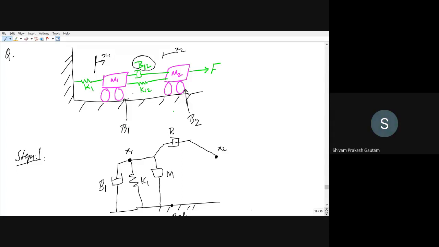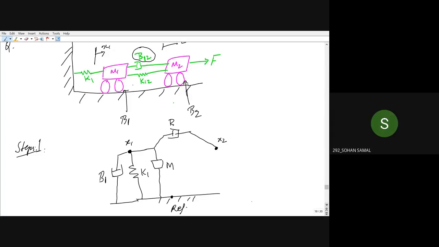Yes, sir. My doubt was about connecting the mass directly. So you are saying that we can connect directly, like x1. If you want, you can connect m1, then b1, and then the reference node. This is what I have drawn here. This is the connection you are saying.